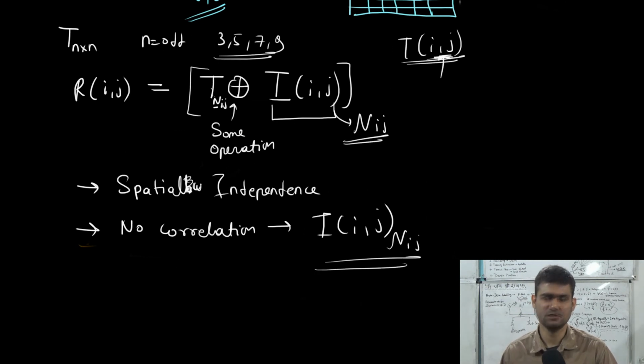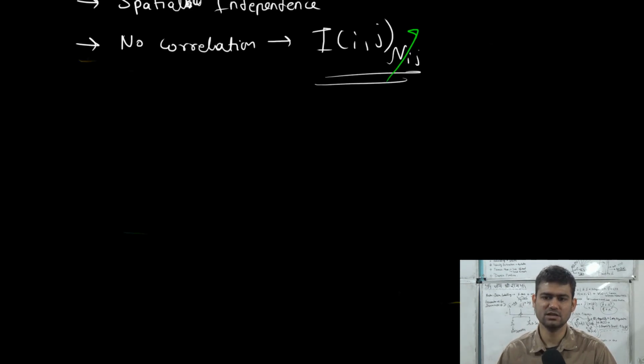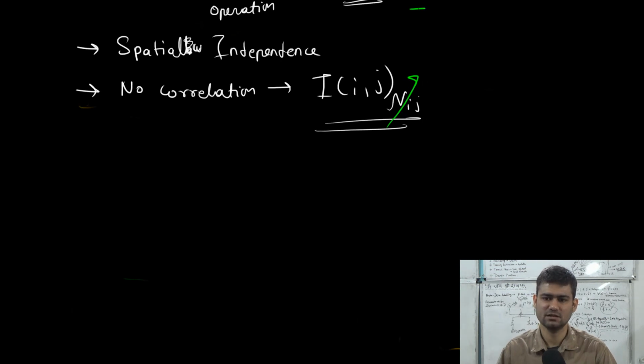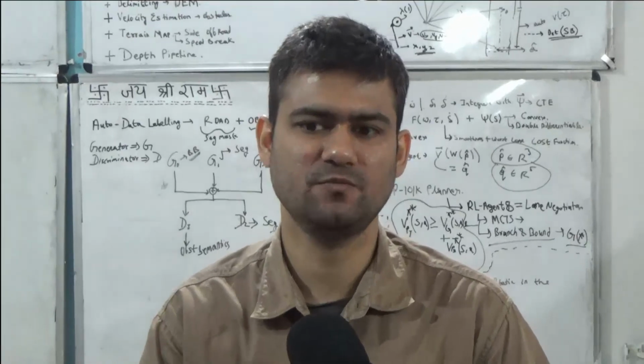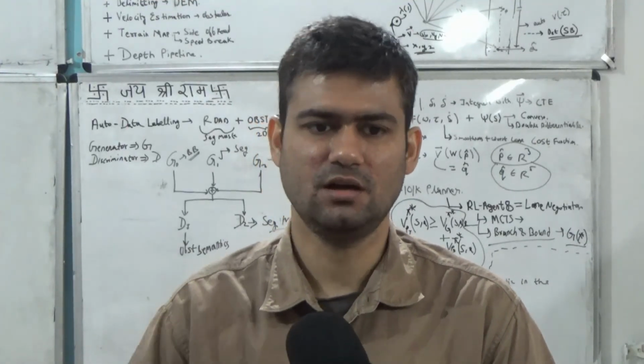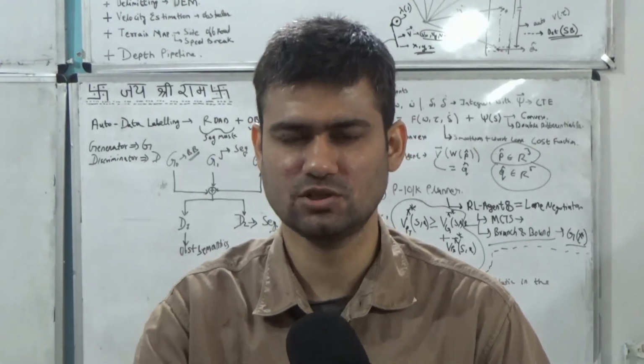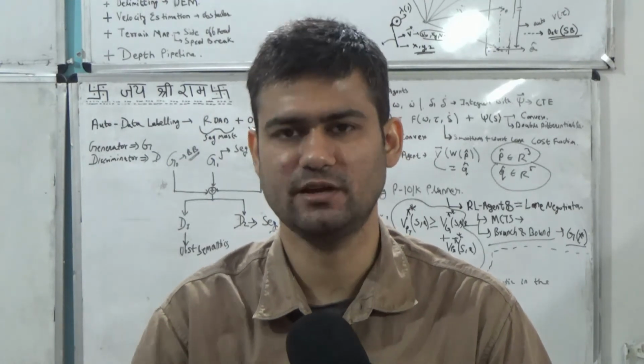For brevity, we'll just drop this notation of neighborhood. When we discuss a filter of size n cross n, we will implicitly assume that it operates on a pixel i, j, considering the n cross n neighborhood around the pixel. So we'll just drop this notation of N_ij every time for the purpose of brevity and clear notation, so that we don't overcomplicate what we are writing over here.